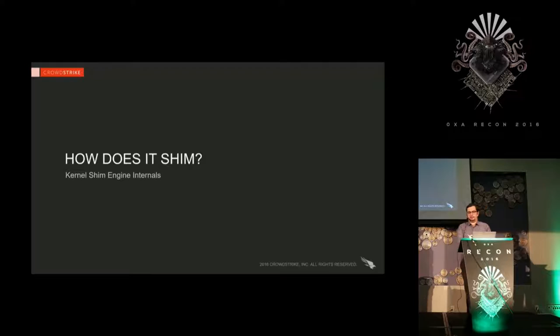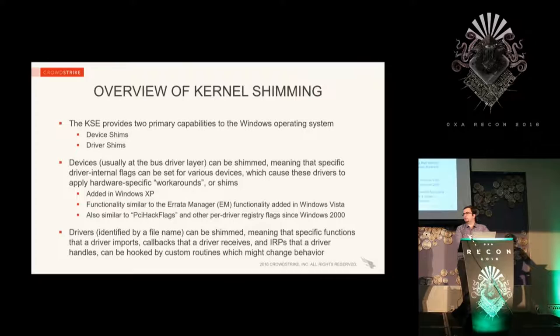So let's talk a little bit about how the kernel shim engine actually does its work. Basically, the whole point of the kernel shim engine is to provide two types of shims, or app compat. Whenever you say shims, we always talk about app compat behavior. There are device shims and driver shims. Device shims are ways to apply flags or specific policies to certain devices identified by their hardware ID. So you have some particular kind of USB device or some particular kind of PCI device.